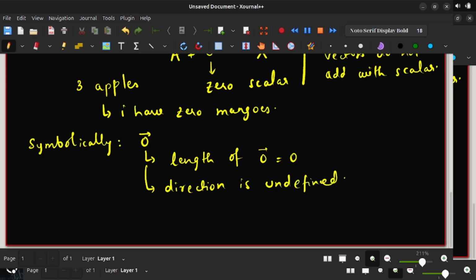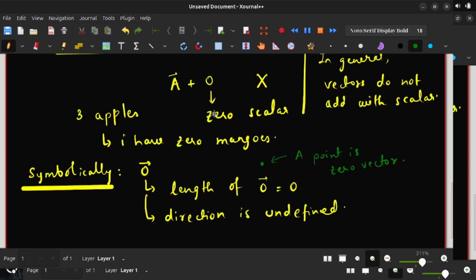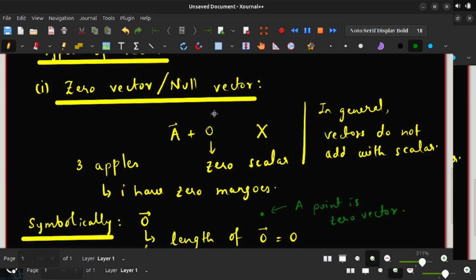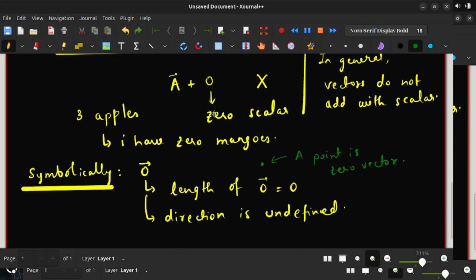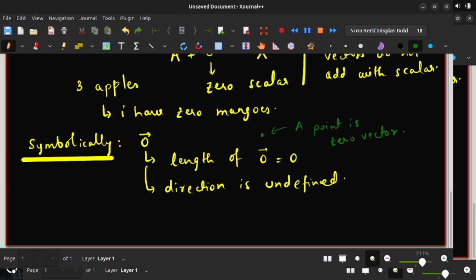Okay. So what does a 0 vector look like? It looks like a point, basically. This is a point. This is a 0 vector. Okay. So in addition and subtraction even, we will use this 0 vector a lot. So I have introduced this. So what are the two main things about a 0 vector? The length of a 0 vector is 0 and its direction is undefined.